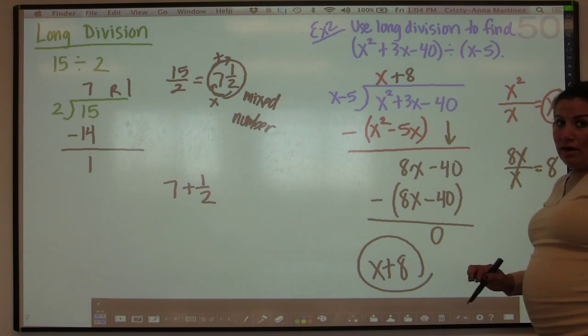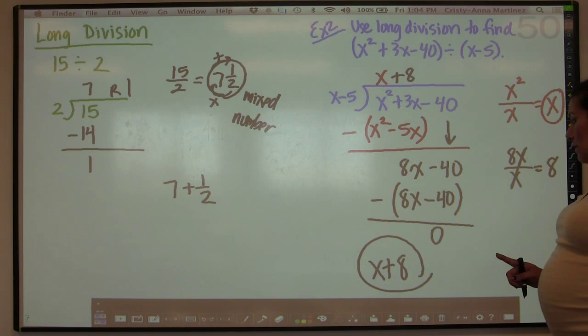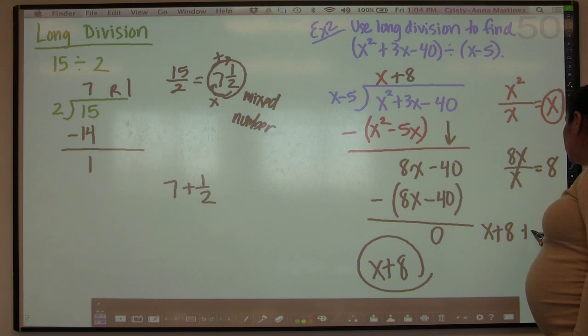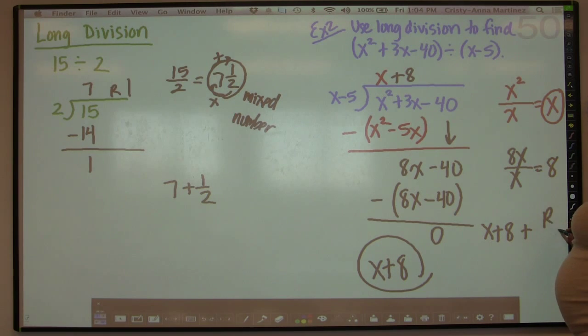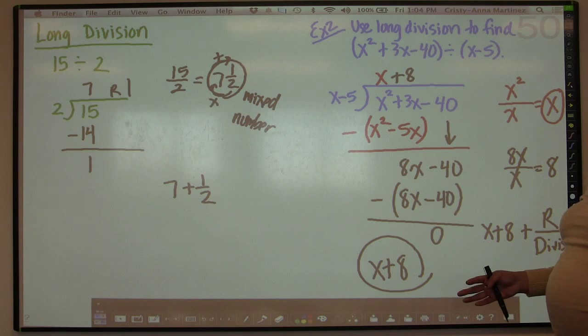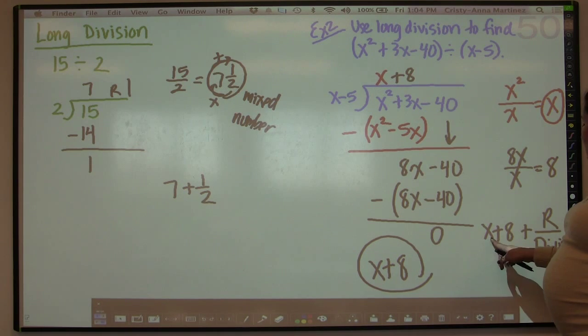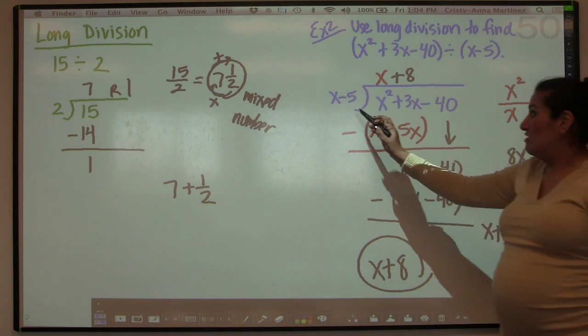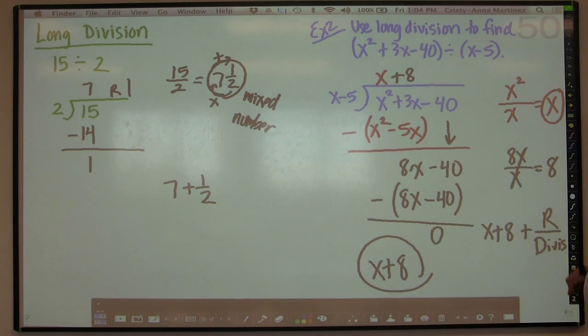And if I had gotten a remainder, I would have written down x plus 8 and then plus the remainder over the divisor, just like we did with the 1/2. So if, for example, my remainder was 3, then I would say x plus 8 plus 3 over x minus 5, because that's what I divided by. All right, so just so that you're aware of that.